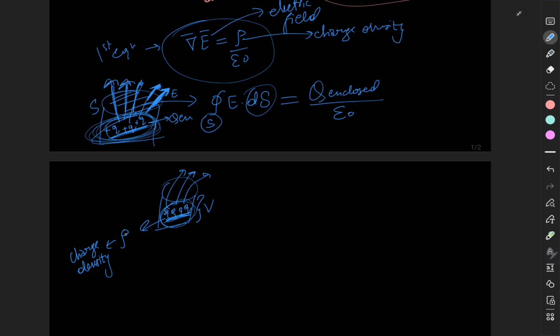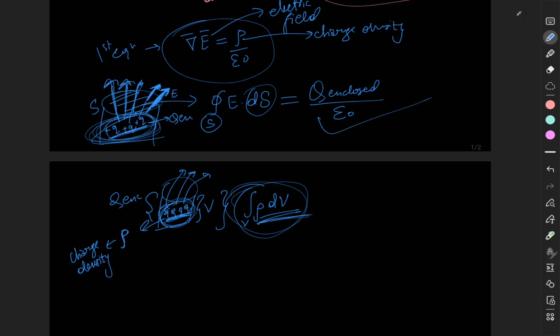Then, for this volume, we can add up all these charges like this. So all the charges that are present inside this volume can be added up like this. Hence, the Q enclosed, the total charges inside, can be written like this. Hence, this equation can now be written like this.